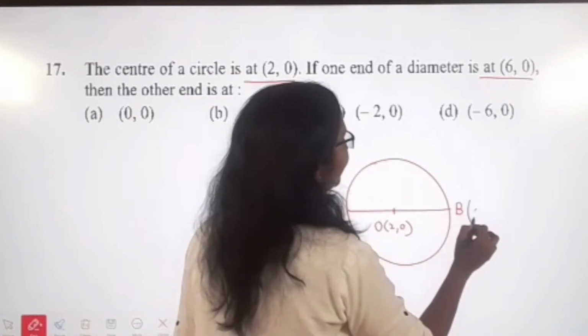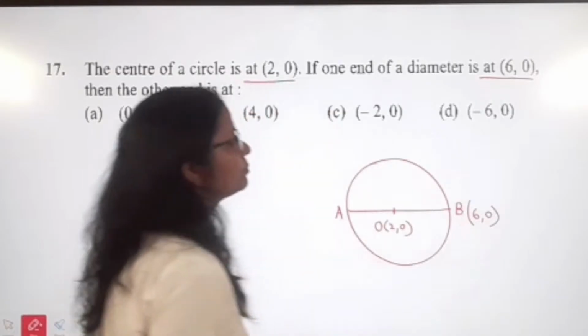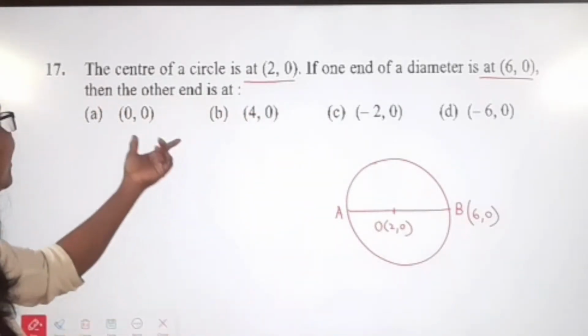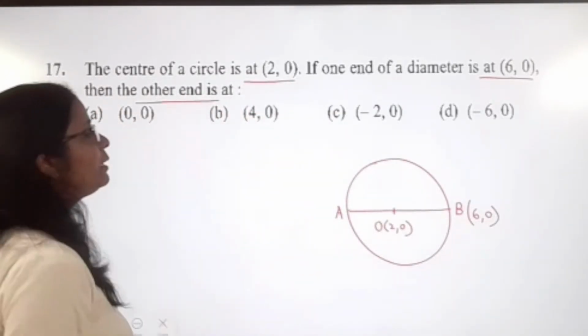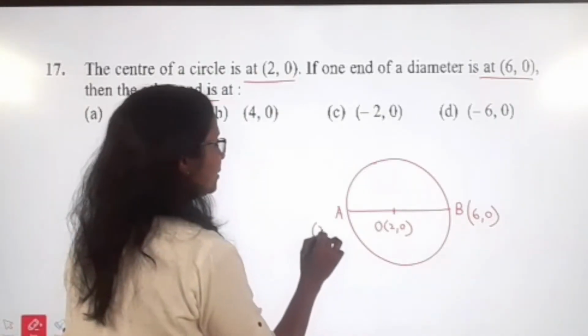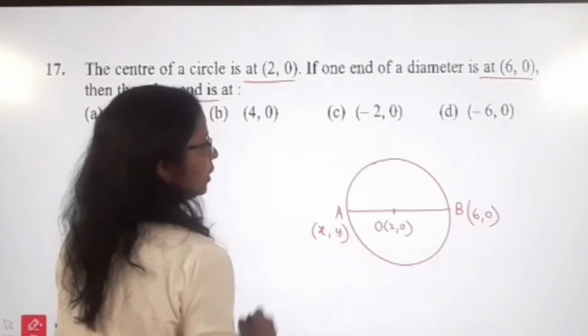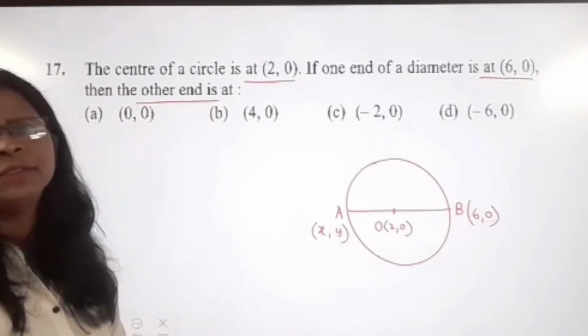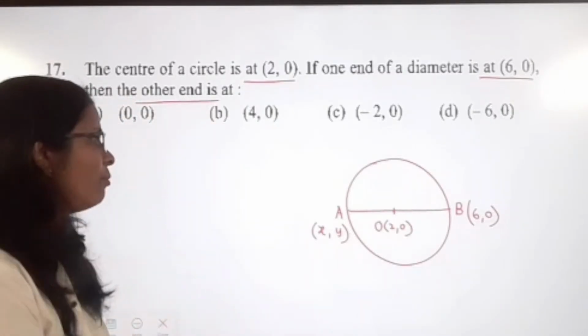So at the end there is a (6, 0) point. Okay, so now we have to calculate the other end. The other end will be A. So for the other end, I consider the coordinates (x, y).